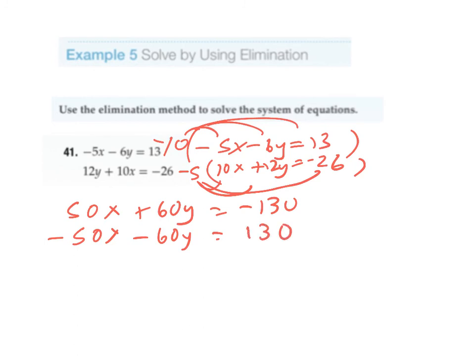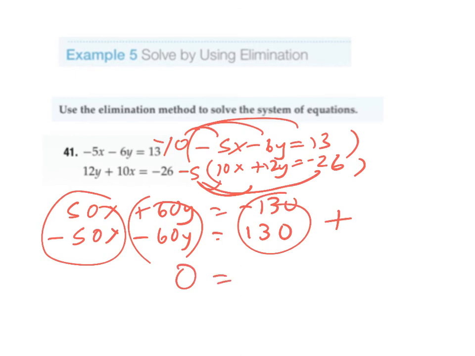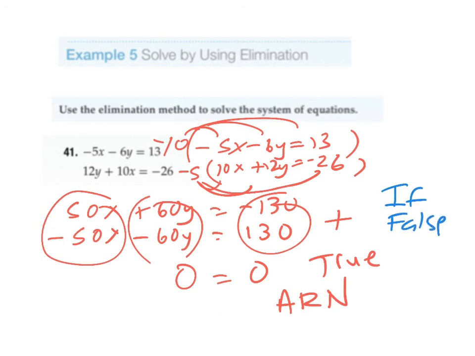And if you notice what happens when I add, everything goes to 0, because this is 0, this is 0, and this is 0. So I get what's called 0 equals 0. Since this is a true statement, 0 does equal 0, and there's no letters, our answer is all real numbers. So sometimes when the letters cancel out, we get a true statement. If we were to get a false statement, then it would have no solution. But it happens to be true, so it is all real numbers.